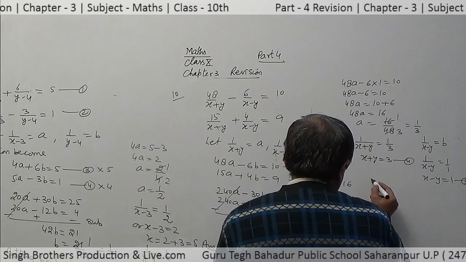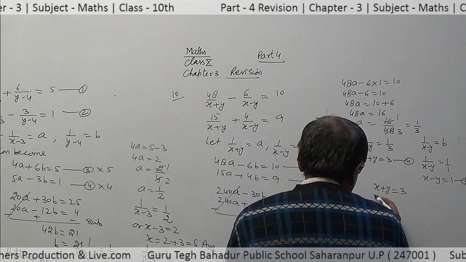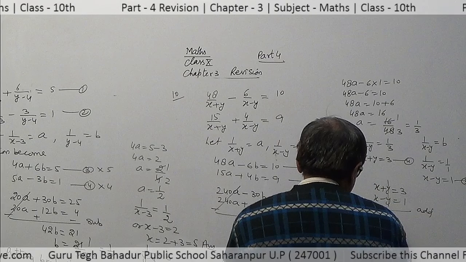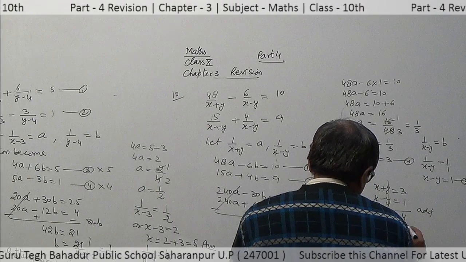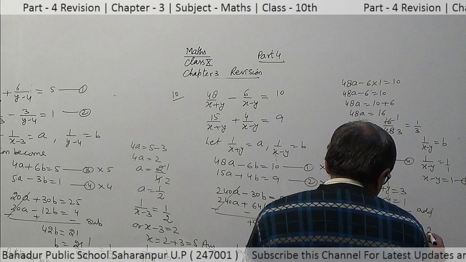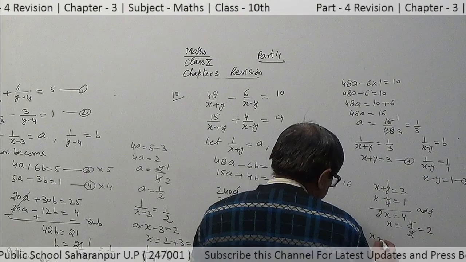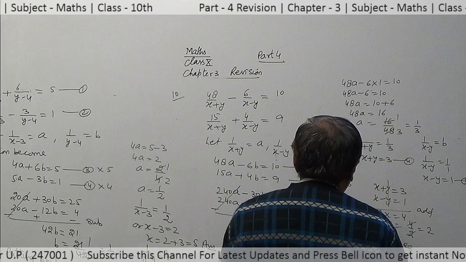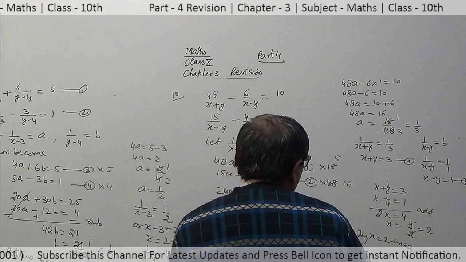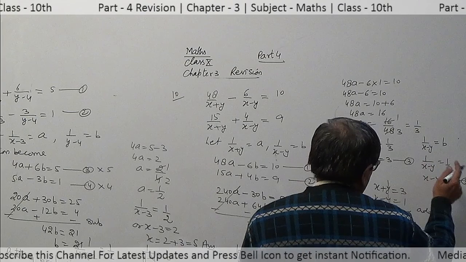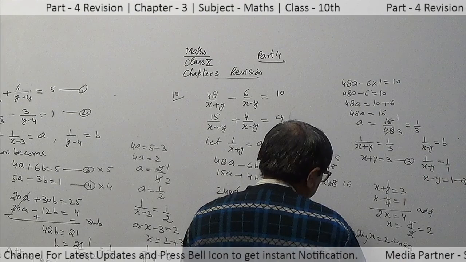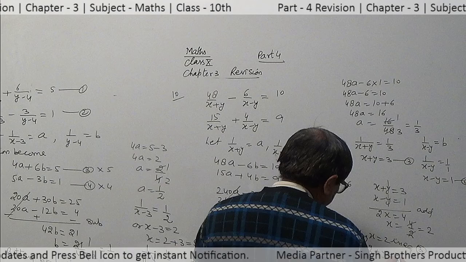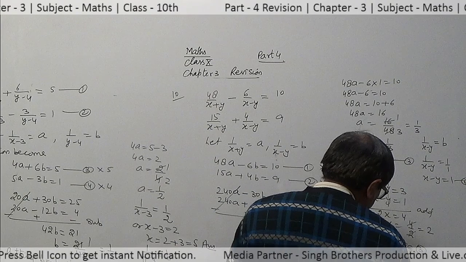Solve equations 4 and 5. x plus y is equal to 3, x minus y is equal to 1. Added, this cancels. 2x is equal to 4, 4 upon 2 that is 2, x is equal to 2. Putting x is equal to 2 in equation 3, so 2 plus y is equal to 3, y is equal to 3 minus 2 that is 1.